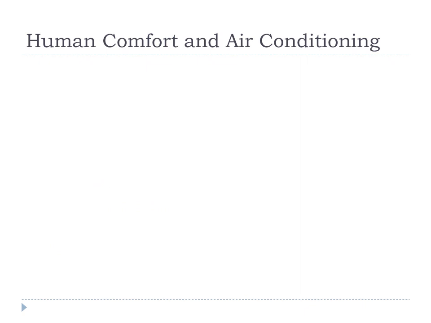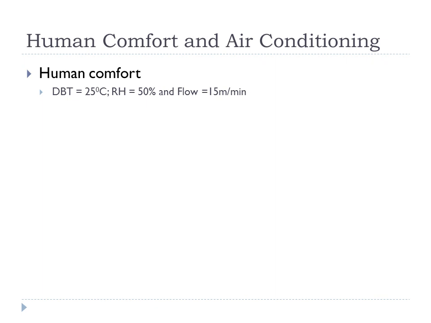Human comfort and air conditioning. Friends, human comfort is strongly related with the dry bulb temperature of air around us. It is strongly related with the relative humidity of the air and the flow velocity of air around our body. So an air conditioning system is required to control these three factors: dry bulb temperature, which it should maintain around 25 degrees Celsius, the relative humidity, and also the airflow.